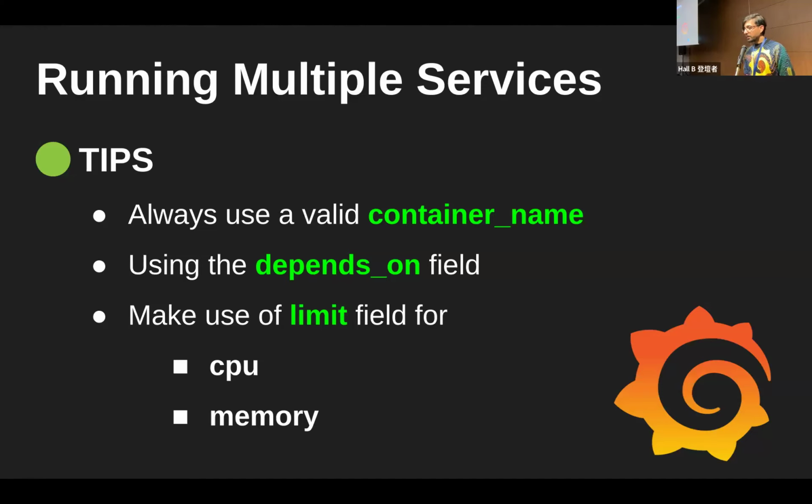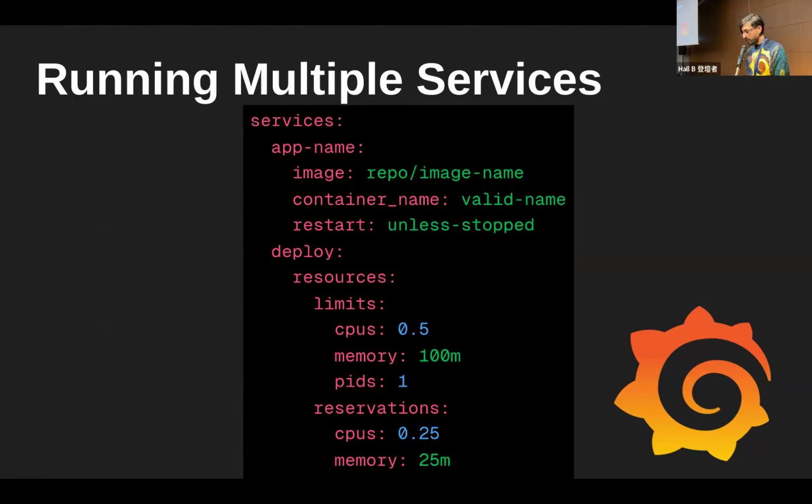One other tip is to use the limits field. You can limit the resources in your environment, such as CPU and memory. And here is an example screenshot where you have some service. It can be anything, not just Grafana. And then you define the deploy section and the resources section. And in resources, you can define what limits you would like to put and what reservations you would like to have. So this is a good way to limit how many resources an application should be using.